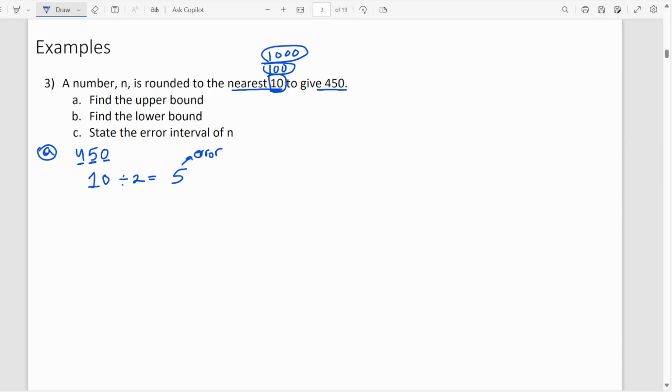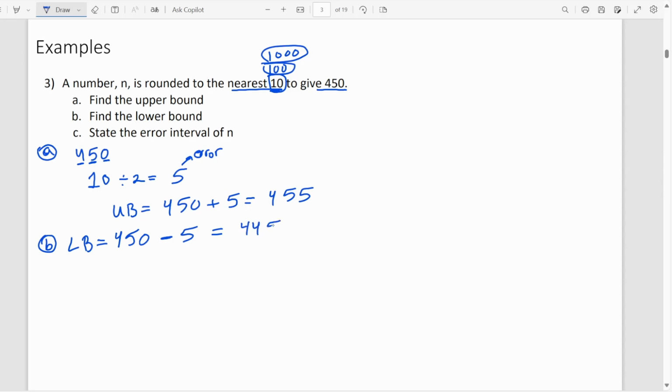And so in order to find the upper bound, I'm going to go ahead and write upper bound is equal to, we're going to add the original plus the error, which is 5, and we get 455. That's for part A. Part B, finding the lower bound will be just simply subtracting. So 450, the original, minus the error, 5, and gives us 445.